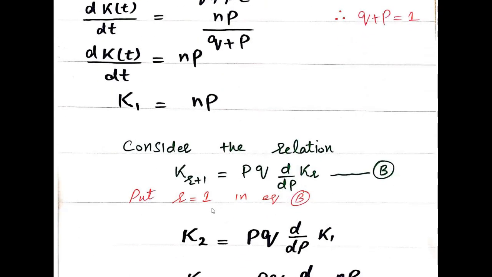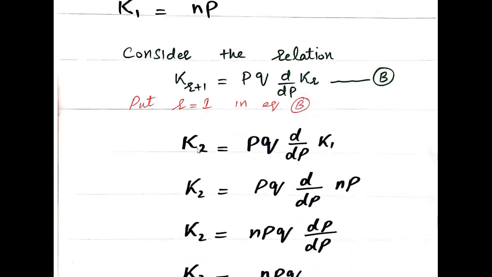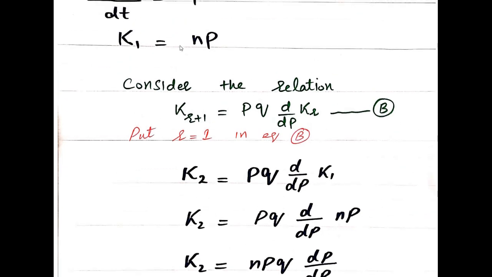Now consider the relation to find the second, third and fourth cumulants. We already proved this relation in this video: k_(r plus 1) is equal to pq d over dp of k_r. So put r is equal to 1 in equation B, which gives k2 is equal to pq times the derivative with respect to p of k1. In this equation, where you see r, put r is equal to 1. So k2 is pq times the derivative of k1. So put the value of k1, which is np.